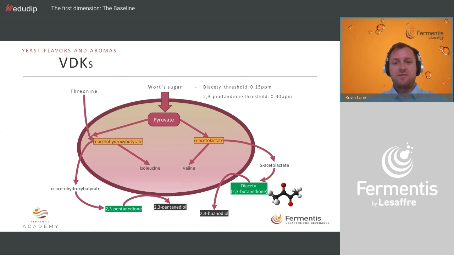But all of that goes back to the cell growth at the beginning of fermentation, which is when you have the most production of those intermediates, the alpha-acetolactate.